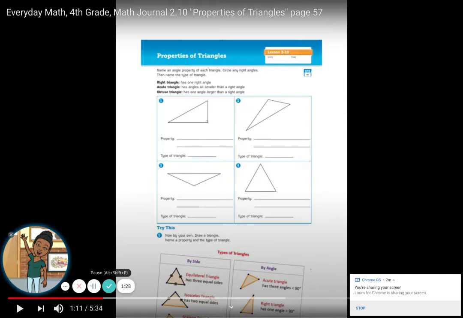Your assignment today is properties of triangles. Properties of triangles is right below the agenda. Make sure that you open this document in Kami before you continue. Properties of triangles.